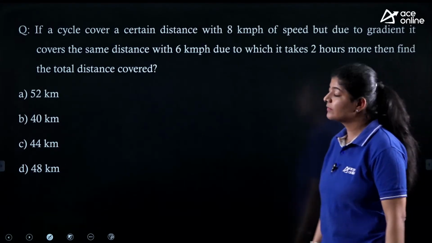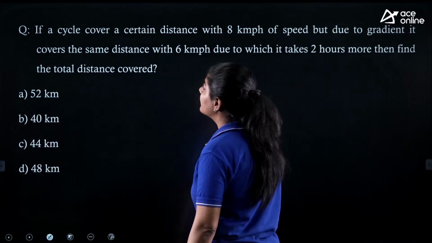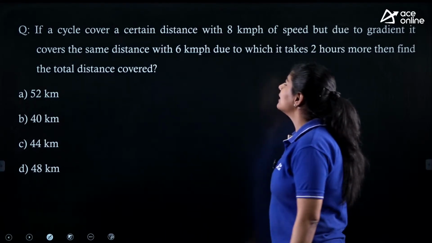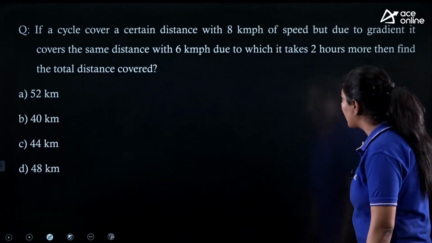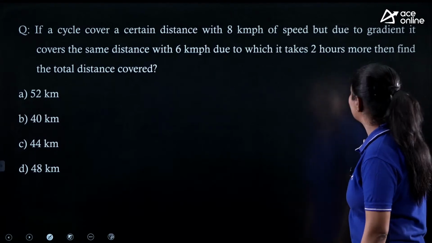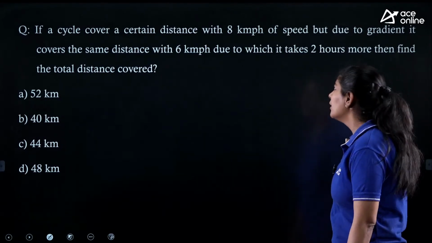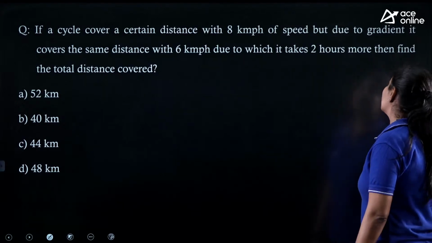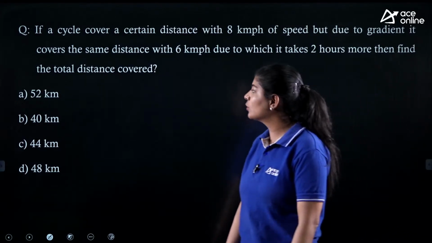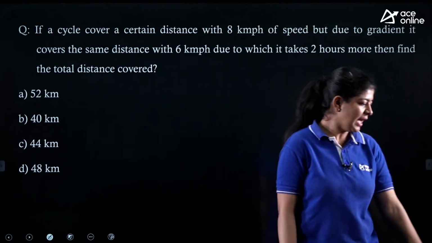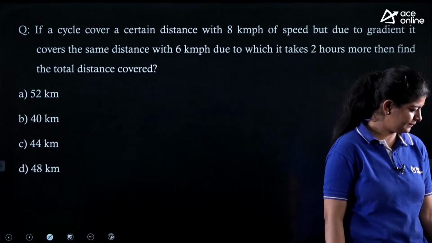Next. The next question says that if a cycle covers a certain distance with 8 kilometers per hour of speed, but due to gradient, it covers the same distance with 6 kilometers per hour, due to which it takes 2 hours more, then find the total distance covered. How are we going to solve this?